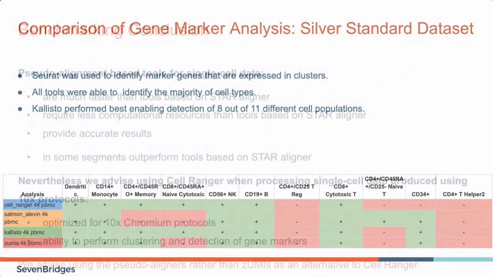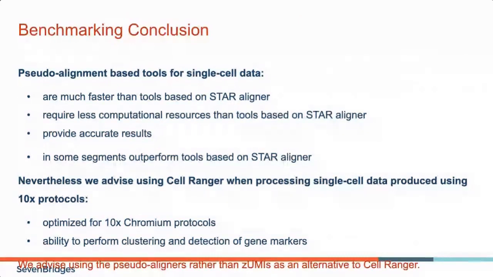Okay, next slide, please. So our benchmarking results indicate that pseudo-alignment based tools are much faster and require far less computational power than tools based on STAR aligner when processing 10x single cell datasets. Pseudo-alignment based tools give accurate results and in some segments outperform STAR-based tools, which we have witnessed on multiple steps when making comparisons. But nevertheless, we advise that Cell Ranger software be used on 10x data since it is optimized and extensively tested and validated.